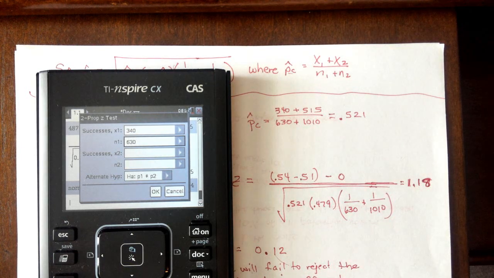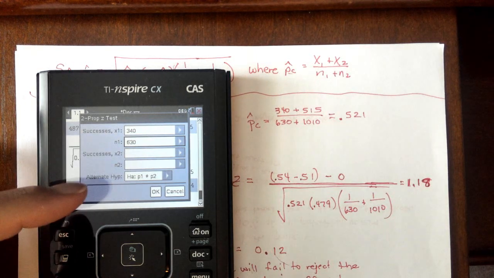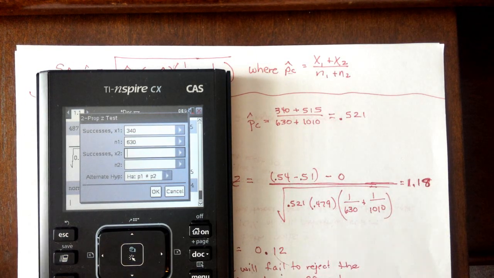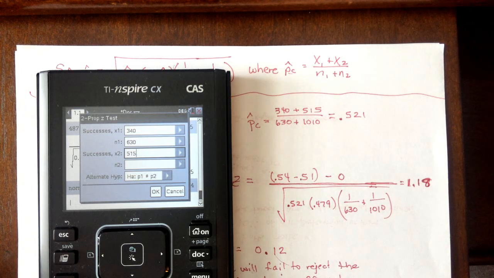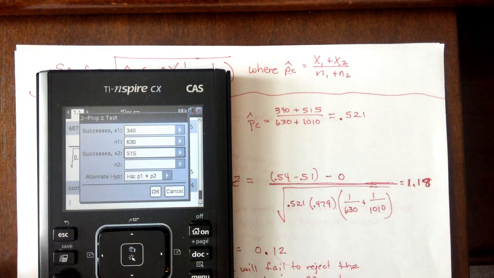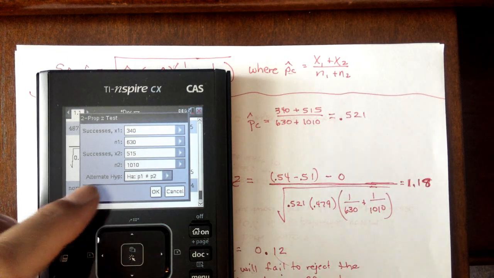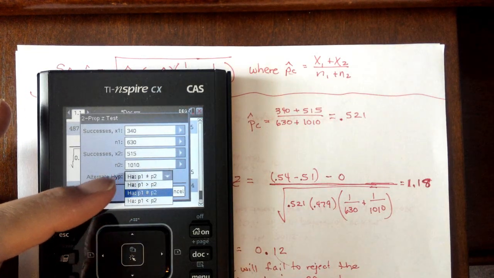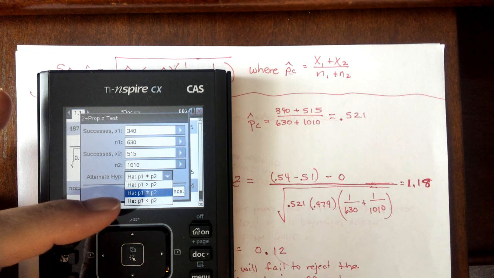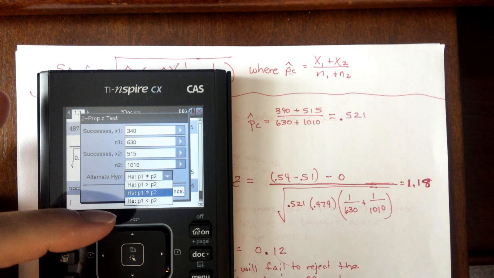630 was their sample size. Make sure these are in the same order that you used in your null hypothesis. And then number of successes for group 2 is 515. And of course, these are numbers that you get in that last check of your conditions check. So you've already crunched those numbers by the time you get to this point. 1010 was the sample size. The alternative hypothesis, you have 3 options. When you drop down that menu, you can do a P1 is not equal to P2. That's a 2-tailed test. P1 is greater than P2, or P1 is less than P2.